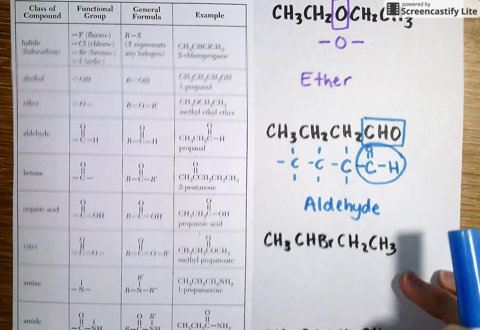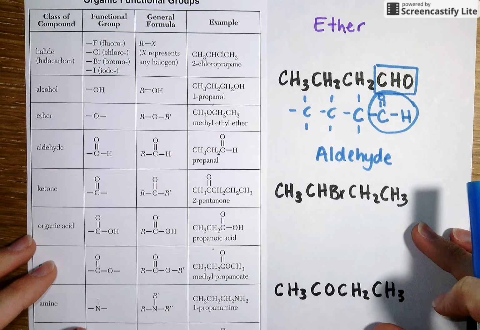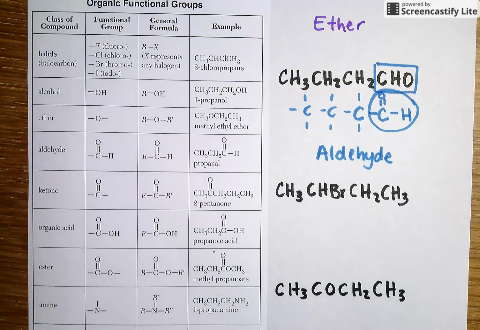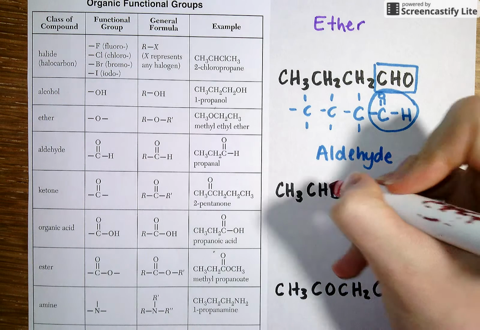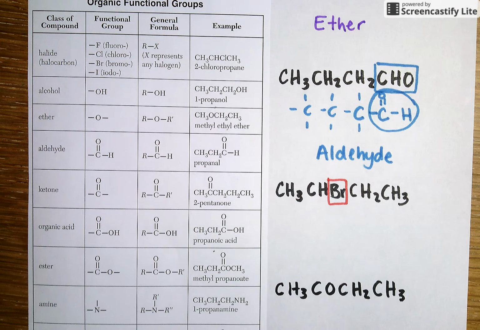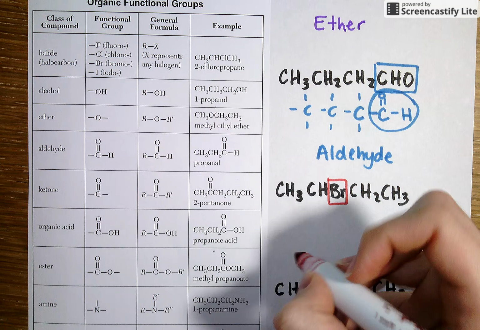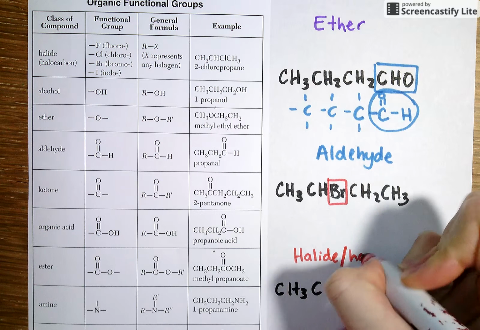If we look down a little bit further, we're going to take a look at this third condensed formula. And again, looking from left to right, I see nothing but hydrocarbon until I get right to the middle of this molecule where I see a bromine sticking out. And only one of the classes of compounds that we're interested in contains a halogen, or something from group 17. And that's the halide or halocarbon class. So I know that this is going to be a halide or halocarbon.